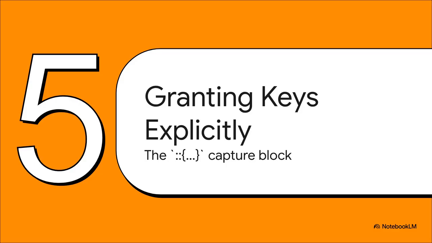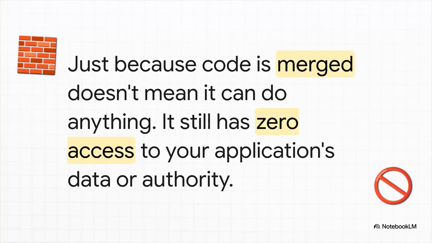This brings us to the final and most powerful piece of this whole puzzle. How do we give that powerless merged code the exact tools it needs to do its job, and absolutely nothing more? Let's be perfectly clear on this. Even though the isPrime code is now inside our application, it's still in a sandbox. It can't see our variables, it can't call our functions, it has zero authority.